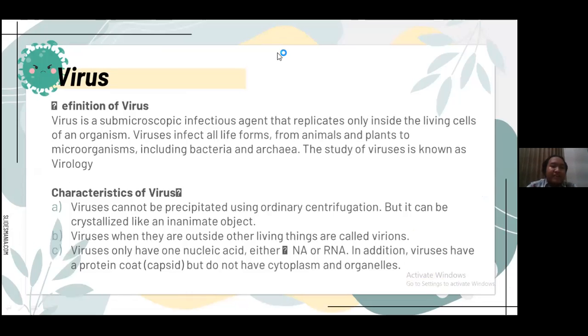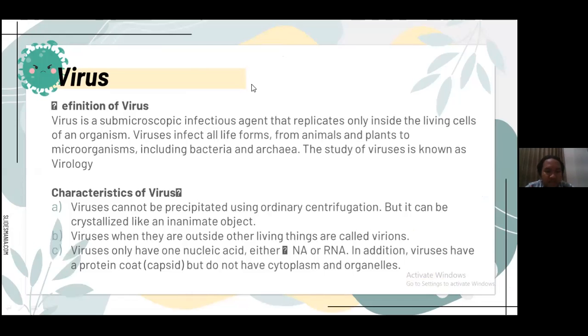Virus. Definition of virus. Virus is a submicroscopic infectious agent that replicates only inside the living cells of an organism. Viruses infect all life forms from animals and plants to microorganisms, including bacteria and archaea. The study of viruses is known as virology.